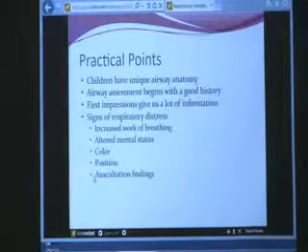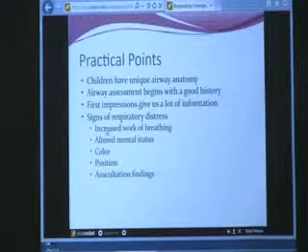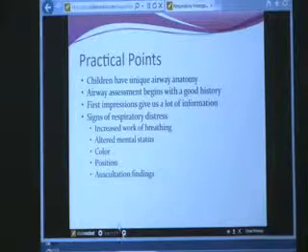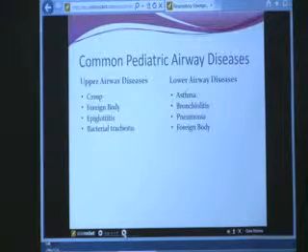So just some practical points that she put on here. They have unique airway anatomy, as we talked about. It begins with a good history, taking a look at the patient, what they're doing. Like I said, first impression when you walk into the room, that's probably going to dictate what your plan of care is going to be. And then you want to look for signs of increased work of breathing, altered mental status, their color, their positioning, and what you hear on your auscultatory findings.